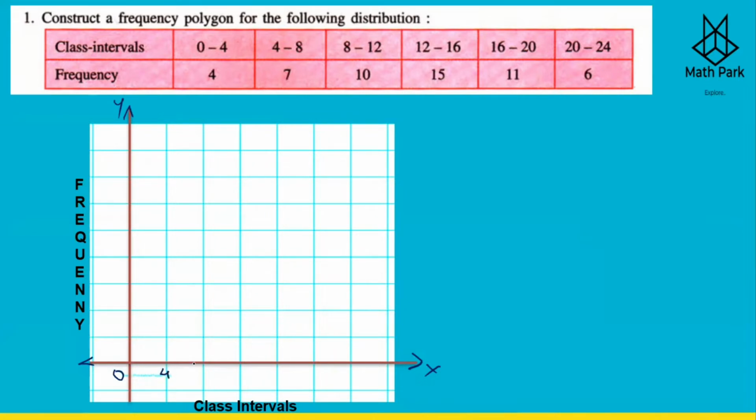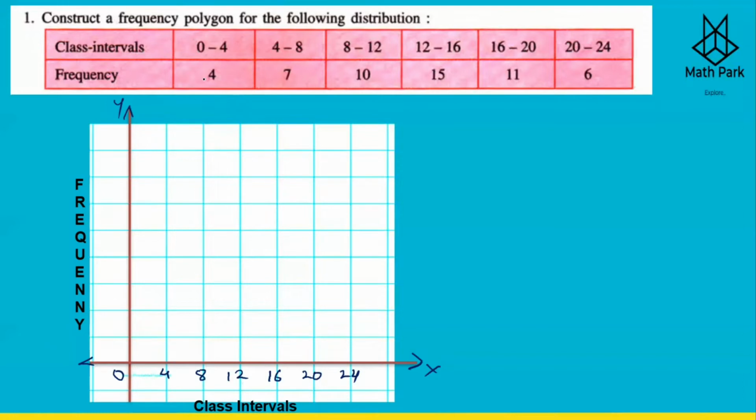The scale can be different on the x-axis and y-axis. Here we are choosing one unit equal to 4. So 4, 8, 12, 16, 20 and 24. So we have chosen a scale on the x-axis of 4 units. Now the frequency is 4 over here. So these are the rectangles without gap.